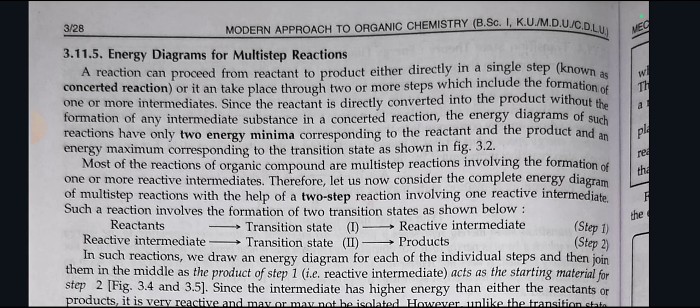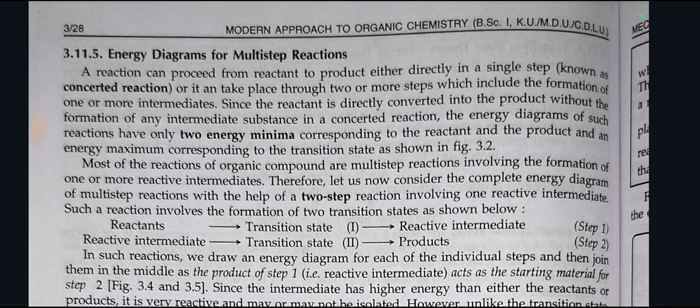3.11.5 Energy diagrams for multi-step reactions. Reactions can proceed from a reactant to product either directly in a single step, known as concerted reactions, or may take place through two or more steps, which include the formation of one or more intermediates. In concerted reactions, the reactant is directly converted into the products without the formation of any intermediate substance. The energy diagram of such reactions has only two energy minima corresponding to the reactants and the products, and an energy maximum corresponding to the transition state, as shown in figure 3.2.